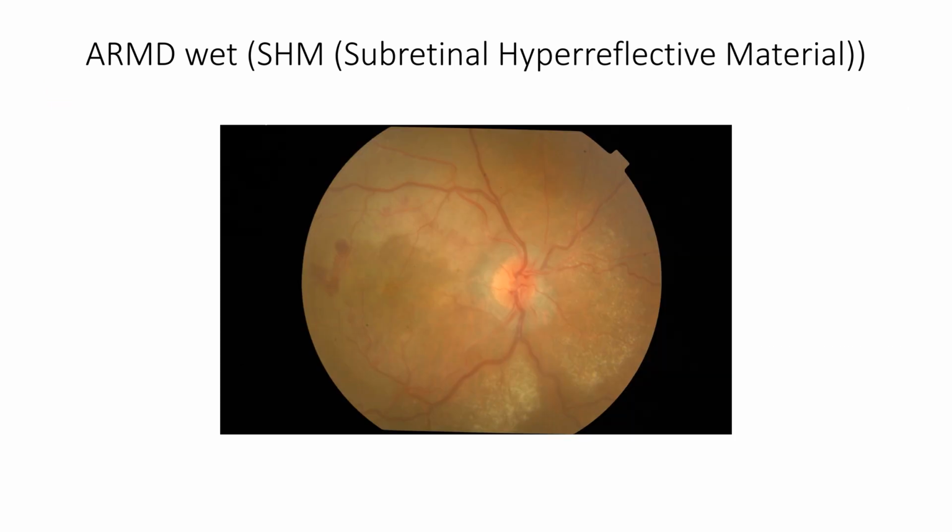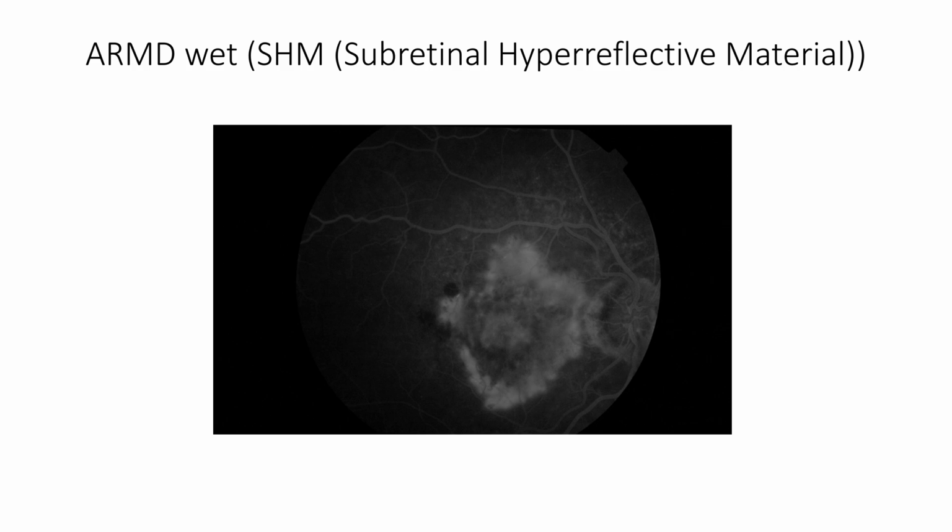Coming to age-related macular degeneration, which is of the wet type, here we'll see subretinal hyperreflective material, which will basically be fibrotic tissue. It may be serous fluid, it may be a bleed, a hemorrhage. When we look at the angiography, we can see an obvious SRNVM here, which is a type 2 membrane, visible to us on fluorescein angiography itself.